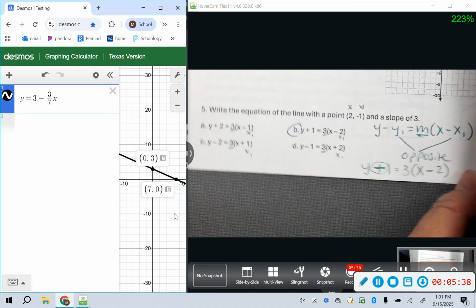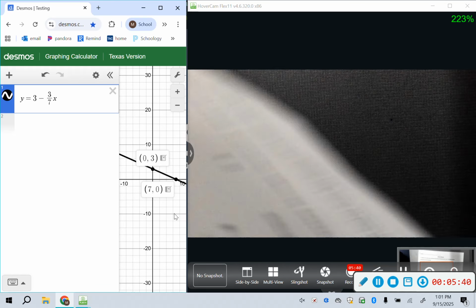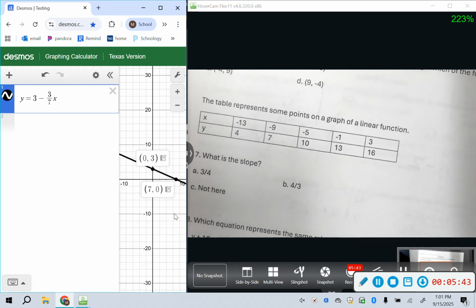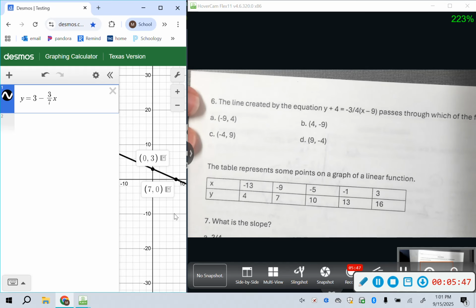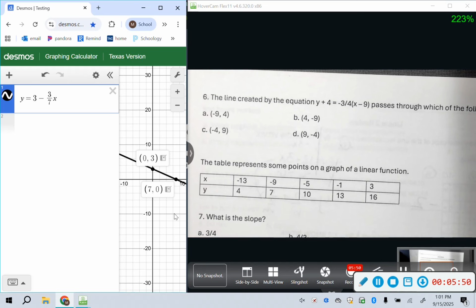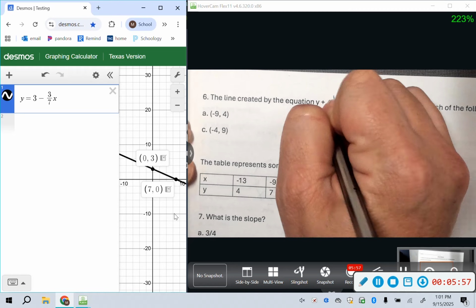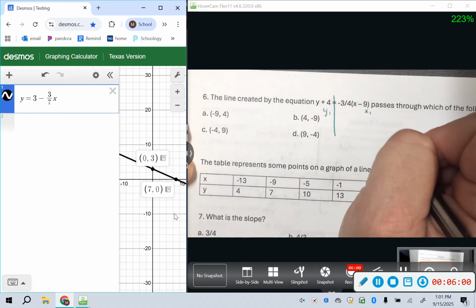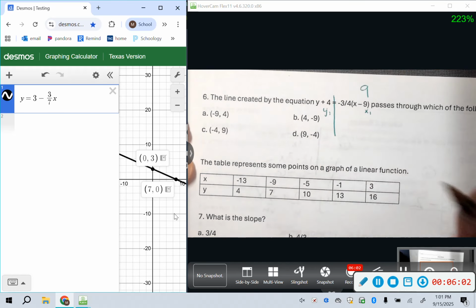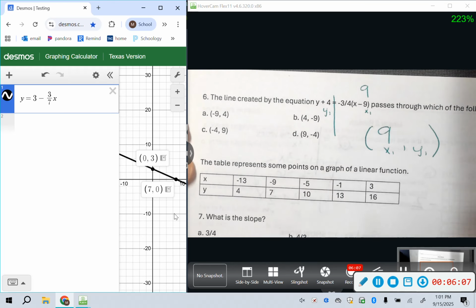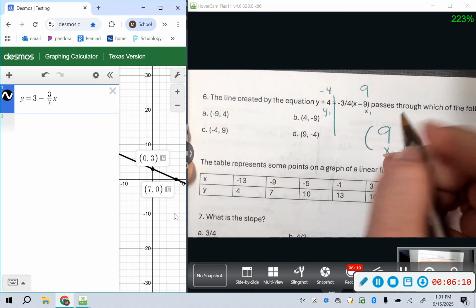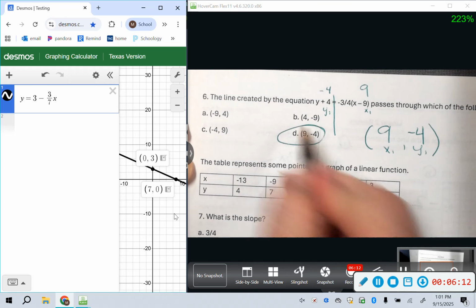Okay, flip to number 6. Looking at number 6, it says the line created by the equation here passes through which of the following points? Well, again, x is after x, y is after y, and they look opposite. So the opposite of -9 is +9. So that's my x. And then the opposite of +4 is -4. So this is my point.